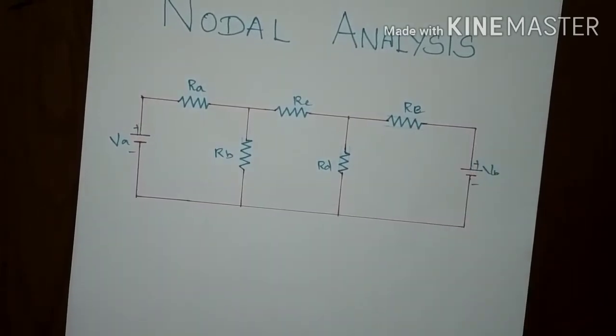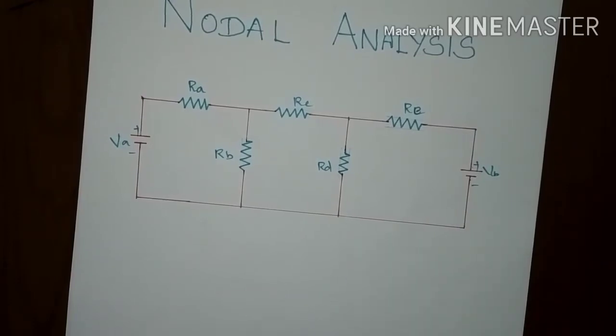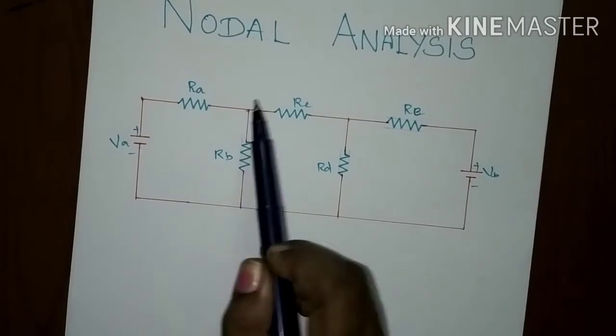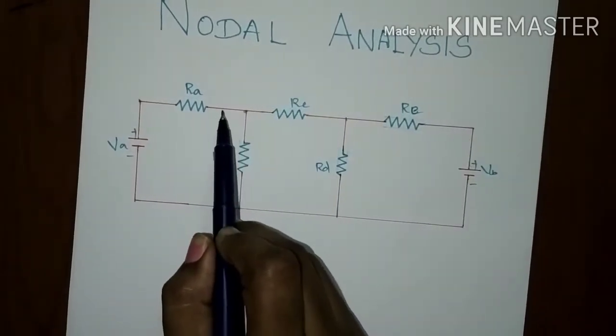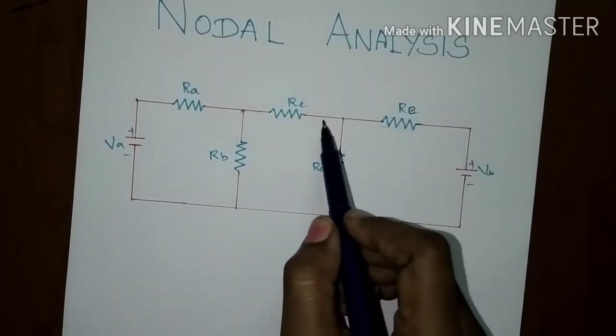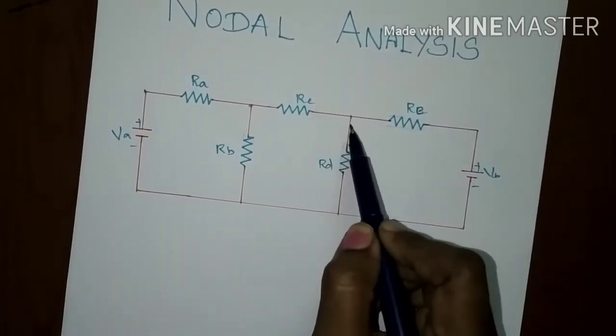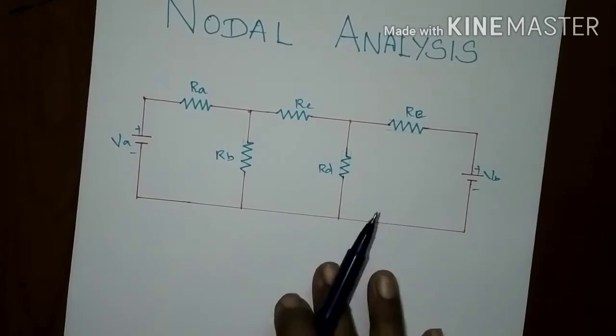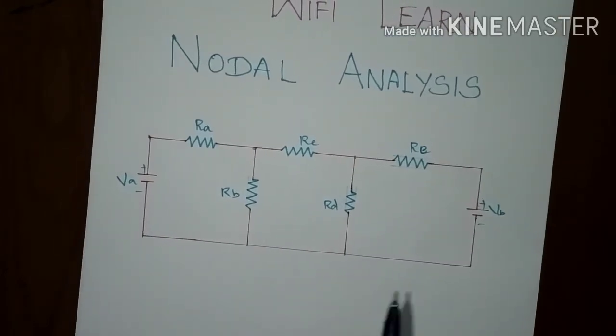A node which is formed by three elements or more than three elements is termed a principal node. This is a principal node, formed by the branches of Ra, Rb and Rc, and there is another principal node here that is formed by Rc, Rd and Re. Okay, these are the nodes. Now let us move on to the topic.